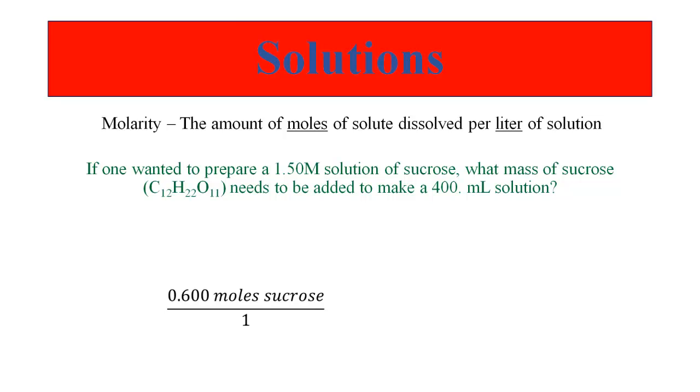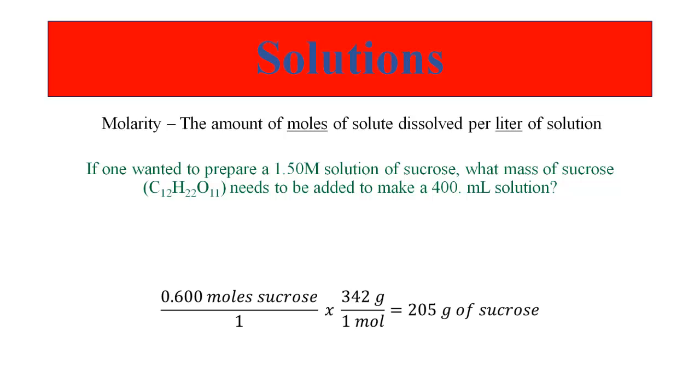We take 0.600 moles of sucrose, multiply by the molar mass, which is 342 grams per mole, and we get 205 grams of sucrose. So in order to make a solution of 1.50 molar sucrose, we need to add 205 grams of sucrose to the beaker, and then add enough water so that the total solution equals 400 milliliters of volume.